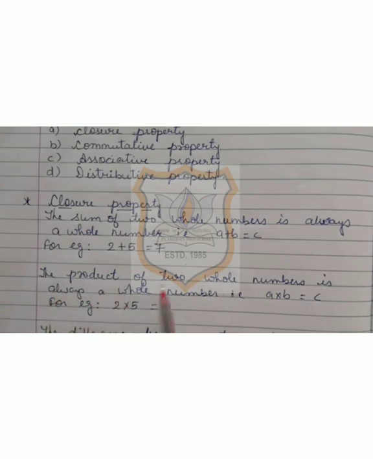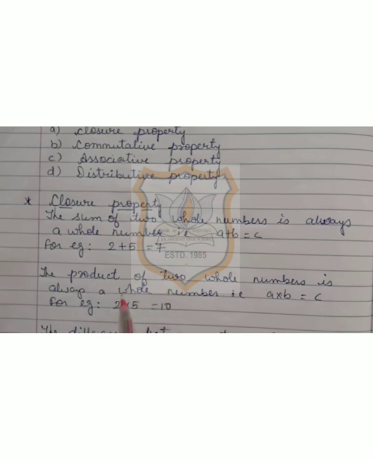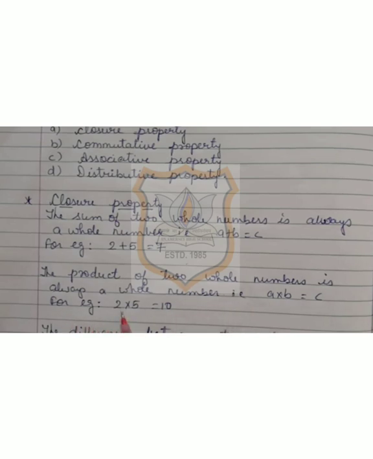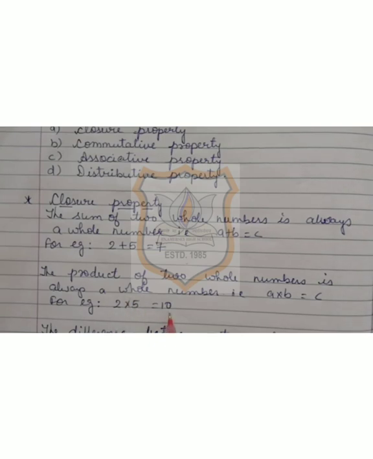The product of two whole numbers is always a whole number. Product means to multiply. If we multiply any two whole numbers, the answer we get is also a whole number. A multiplied by b is equal to c. For example, a is 2 and b is 5. By multiplying 2 and 5, we get the answer 10. Here 2 is a whole number, 5 is also a whole number. So by multiplying these two numbers, we get the answer 10, which is also a whole number.